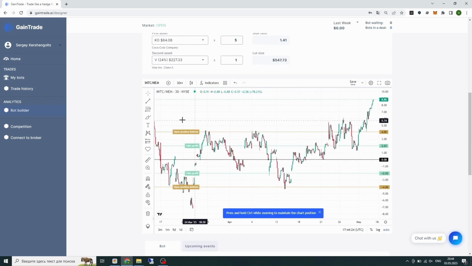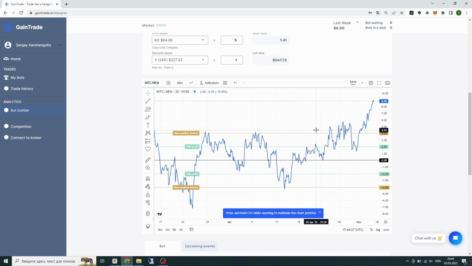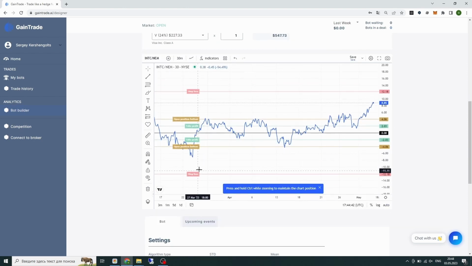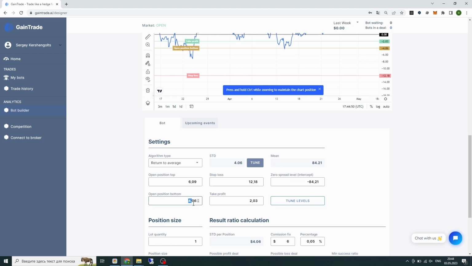Here, we can see that the delta is already visible on the chart. This is the spread, the difference in the price of Visa and Coca-Cola's stocks, which can converge or diverge. Take profit, stop loss, and entry points are also set by default. We can see them in the settings: the lower and upper boundaries of the spread, stop loss, take profit.